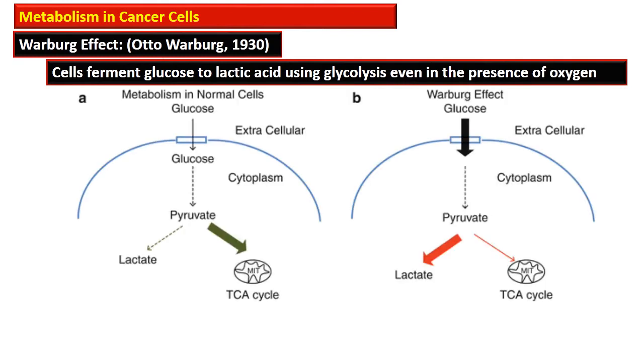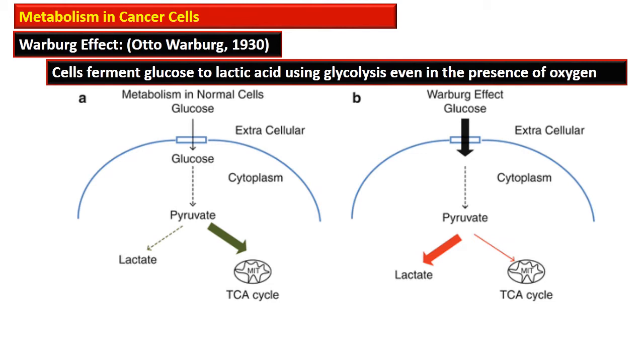What is that? As in normal cell, when the glucose enters into the cell, it is converted into pyruvate, gives 2 ATP, and then this pyruvate enters into TCA and gives numerous ATPs. About 36 ATPs are formed in the normal cell. But what happens in a malignant cell? This is under Warburg effect.